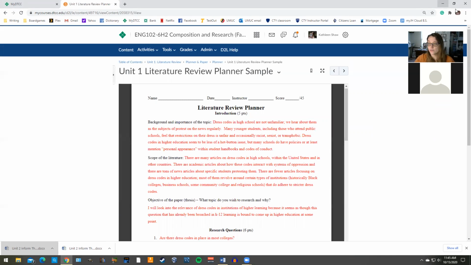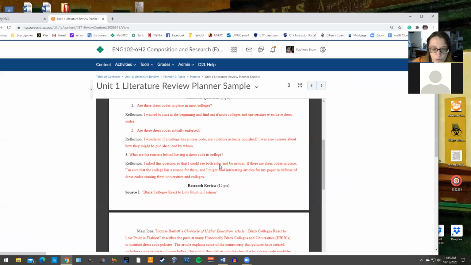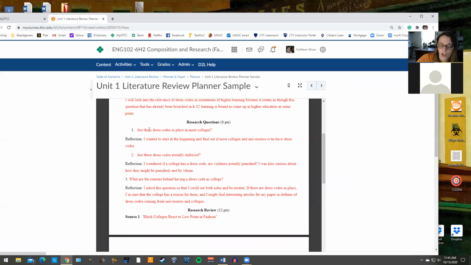My dress codes. So if we look, I have these 3 questions. Are there dress codes in place in most colleges? Are those dress codes actually enforced? What are the reasons? Those are the 3 questions I set out to answer. I said in my literature review, here are the things that I need to answer. Here are the things that I think are worth investigating. I have 3 of them. I've done research to answer them.